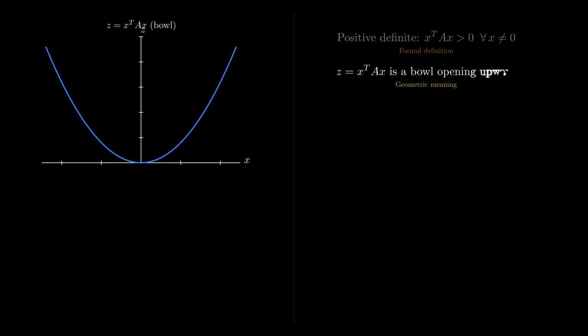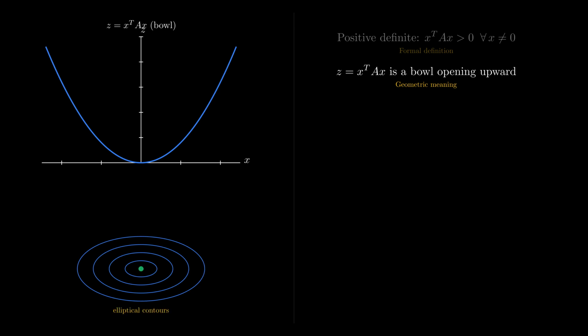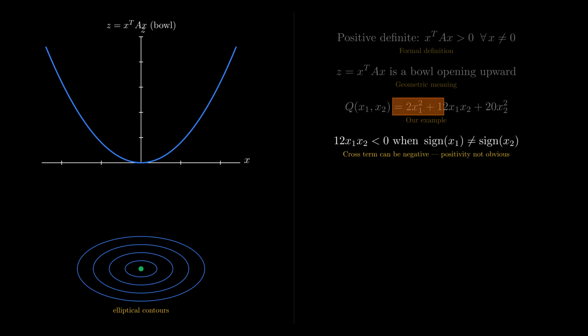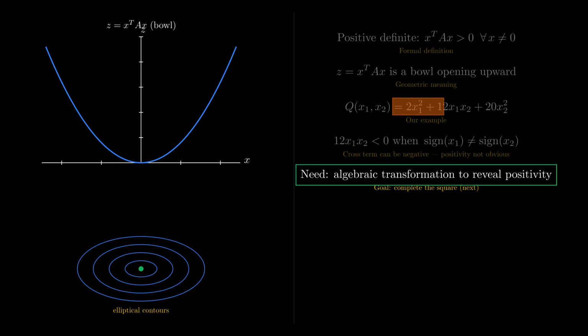A matrix is called positive definite when the quantity x transpose A x is strictly greater than 0 for every non-zero vector x. Geometrically, this means the surface z equals x transpose A x is a bowl that only opens upward, touching 0 only at the origin. Here is the challenge with our example. The cross term 12 times x1 times x2 can actually be negative when x1 and x2 have opposite signs, so positivity isn't obvious from just staring at the expression. We need an algebraic transformation that makes the answer visible.